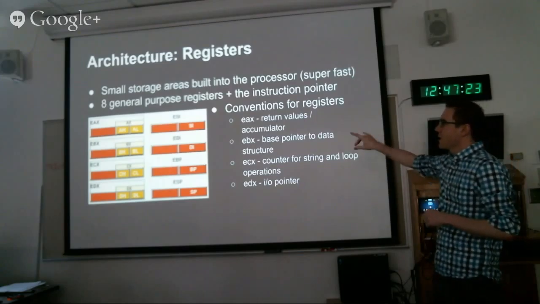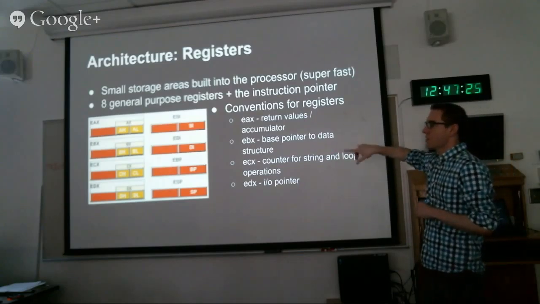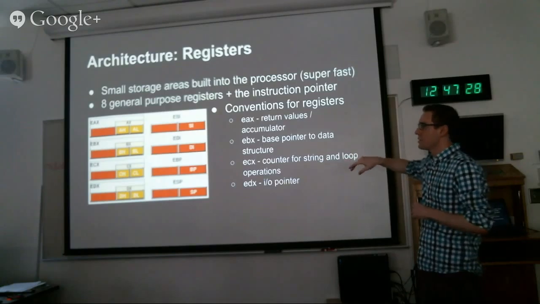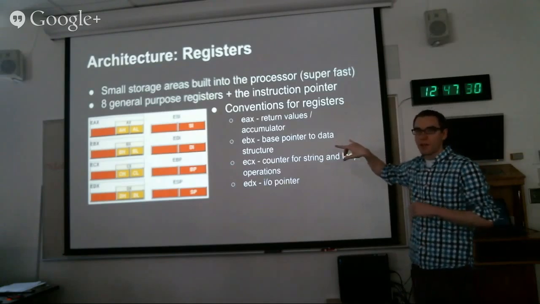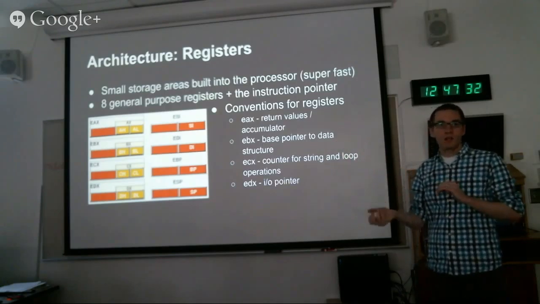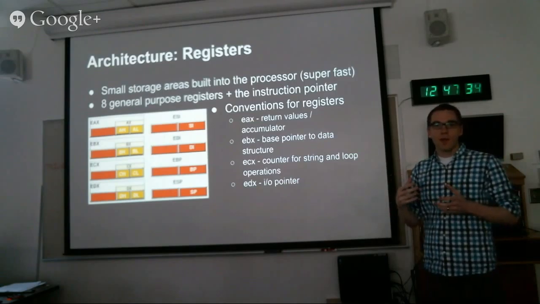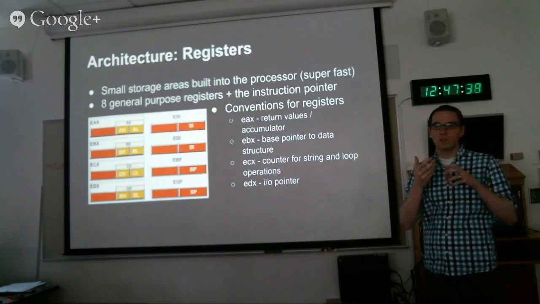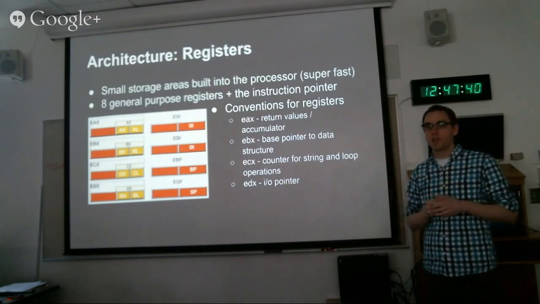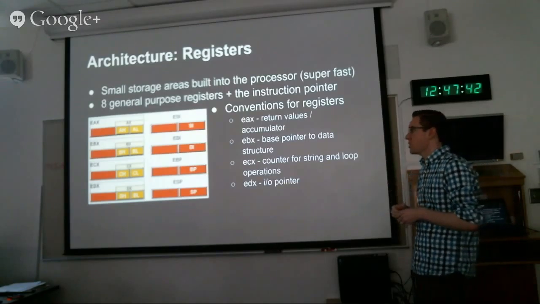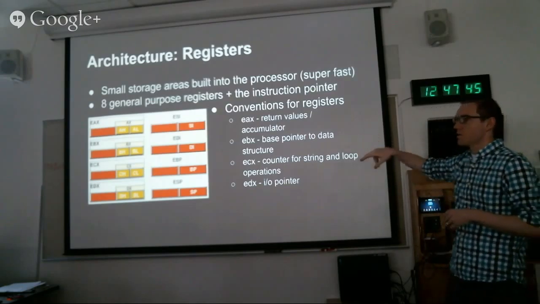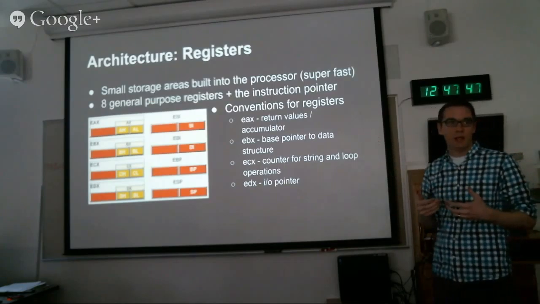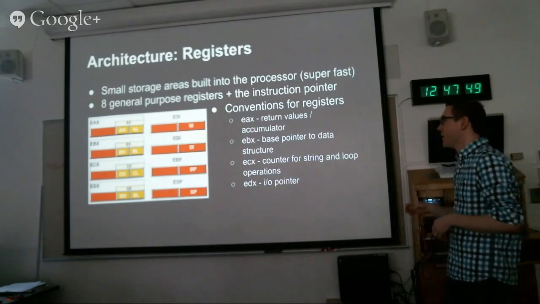But EAX, there are some general conventions for when to use specific ones. EAX is used for return values. So if you call a function and it's supposed to return a number or whatever, that's going to be in EAX. Whenever you come back to the previous function that called the function, EAX is where your return value is going to be. It's also the accumulator. So if you're adding or subtracting things, the result is usually stored in EAX.